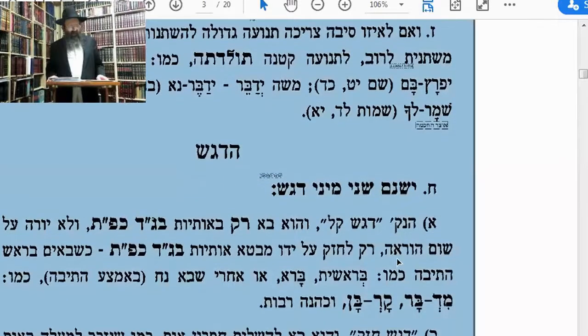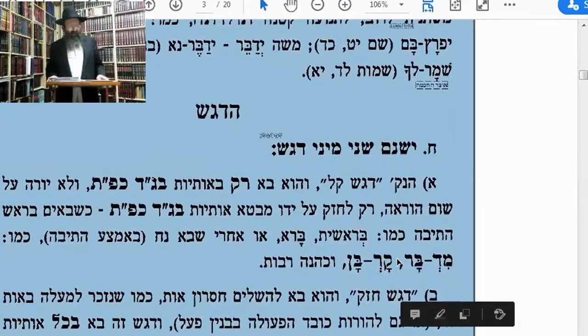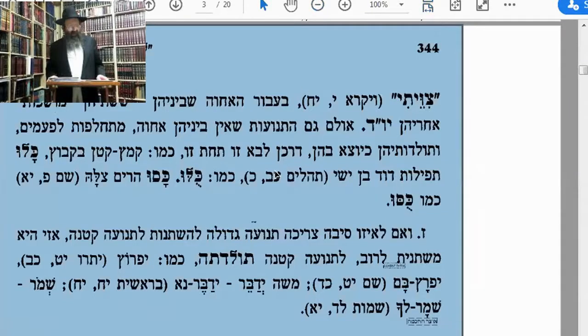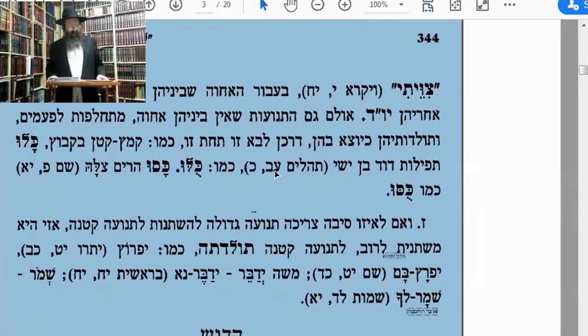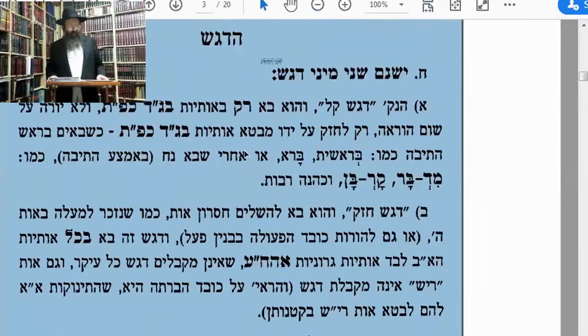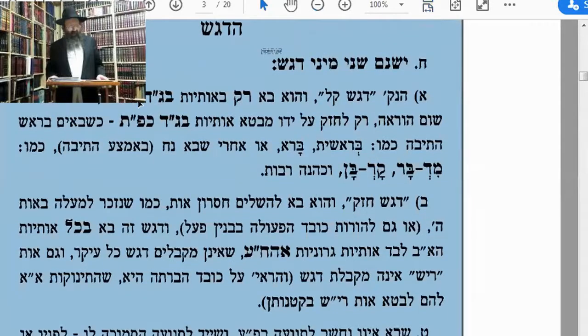We've got hanikra dogesh kal, a minor dogesh, a soft one. V'hu bo rak beoisios begad kefas, or some people pronounce it beged kefas. It doesn't matter. It makes no difference in the meaning.